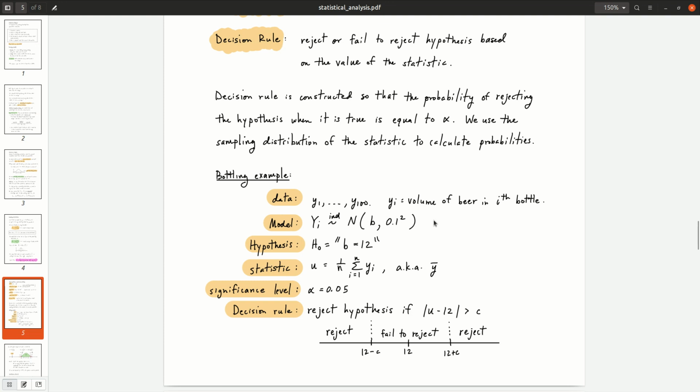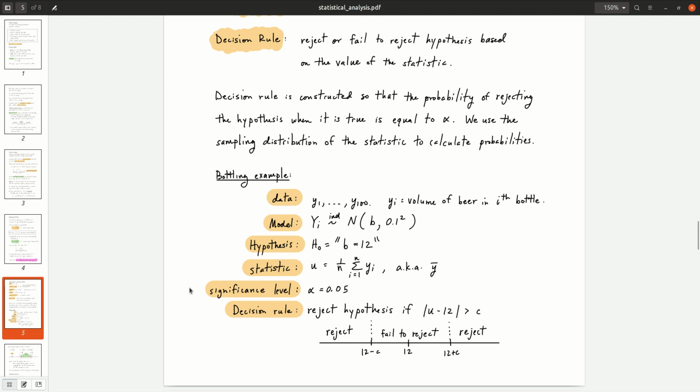The subject of the next lecture is going to be the t-test, which is a way of doing all this without making an assumption about the variance. But here, to keep it simple, we're just going to say the variance is 0.1 squared, or likewise, the standard deviation is 0.1. Our hypothesis is the statement that B is 12 ounces. Our statistic is the sample average. By the way, we'll sometimes just call this Y bar for the sample average.